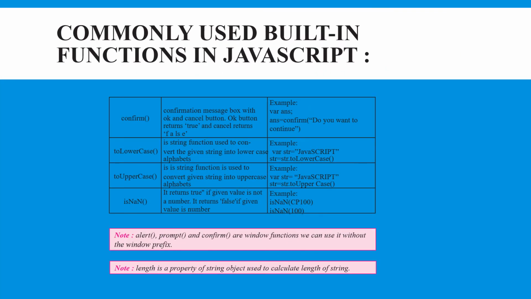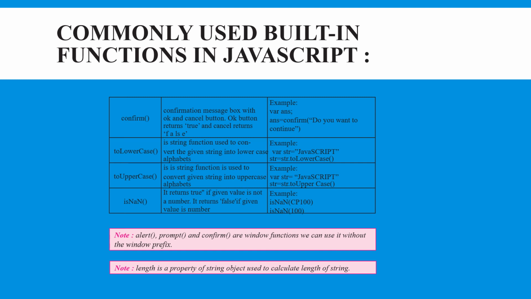Next function is confirm. It shows a confirmation message box with OK and Cancel buttons. The OK button returns true and Cancel returns the false value. Variable ans, where ans = confirm("Do you want to continue"). So it will print the message "Do you want to continue" with OK and Cancel buttons in the dialog box.